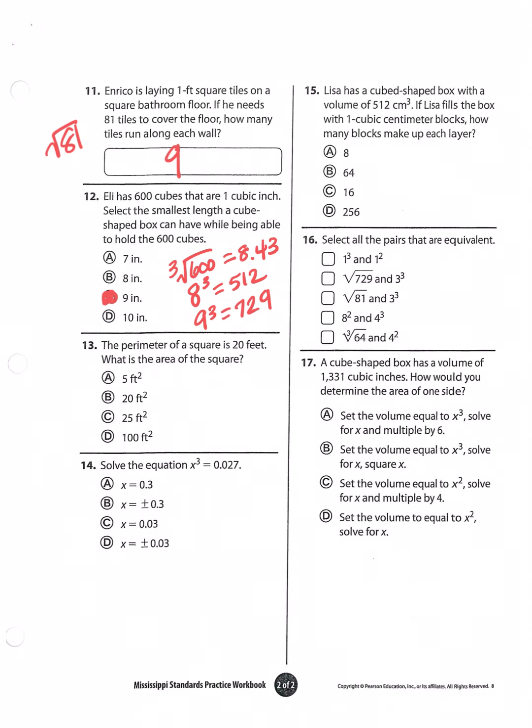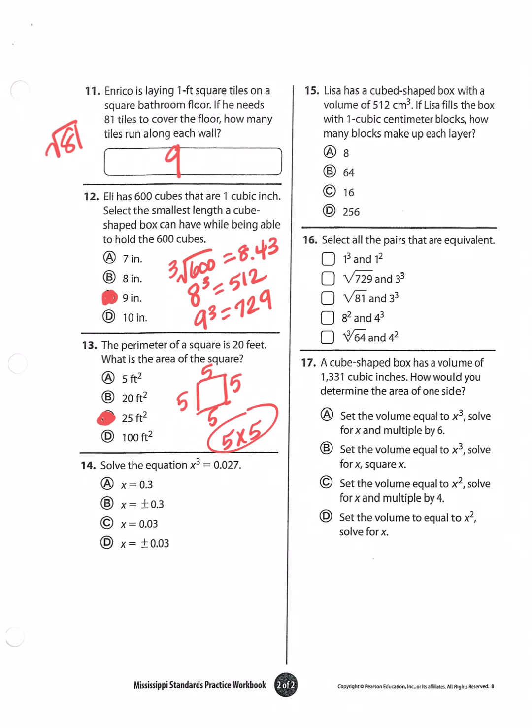Number 13, the perimeter of a square is 20 feet. What's the area of that square? Well, if you have a square, they're all the same side. And 20 divided by 4 is 5. If the perimeter is 20, that means every side is 5. What's the area? The area is length times width, so 5 times 5 is 25.